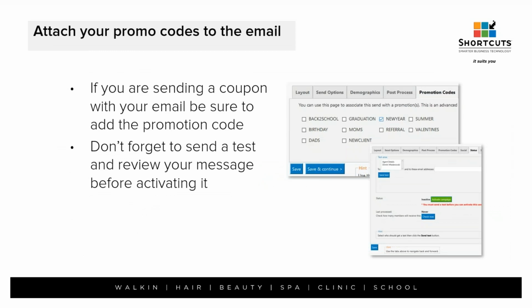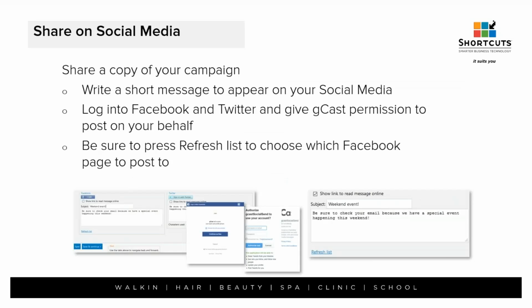And of course, if this campaign should have some sort of coupon or promotion, you'll want to make sure you attach it. This is how you'll start to track it. You'll also have the ability to send a test message to yourself so that it never goes live until you've looked at it and approved it. And if you have Twitter or Facebook, you can give it permission to send a version of this message and post it on social media.